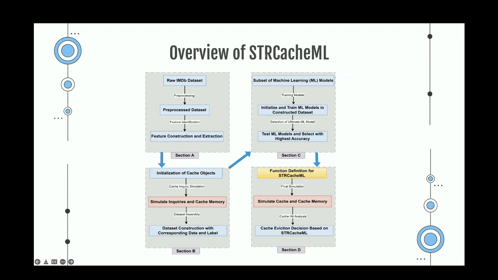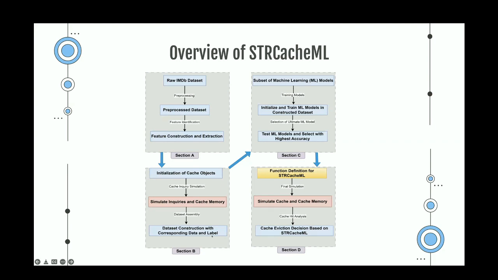In the paper we propose STRCacheML, which utilizes a machine learning algorithm. Here we divide the idea into 4 sections: section A, section B, section C, and section D. For section A, since we wanted to do some recommendation suggestion, we used a dataset from the IMDb website. And since we collected data from the official website, the data was raw, and we had to do some pre-processing to have the defined data set.